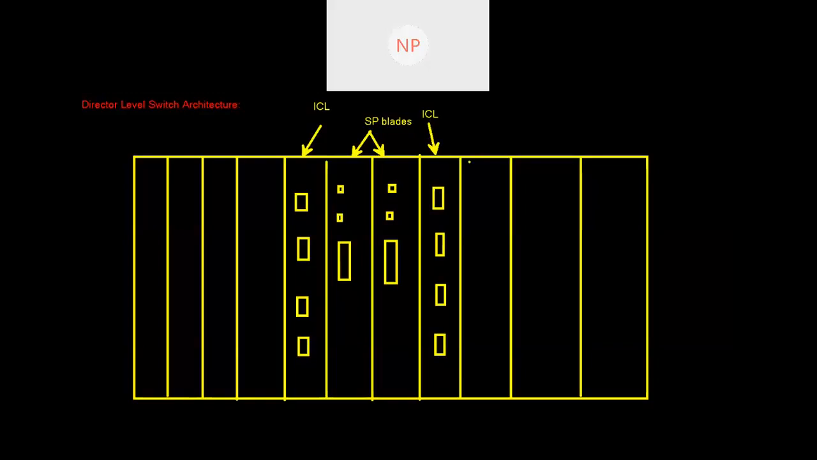Previously, with 12K, 24K or 48K, you did not have these dedicated ICL ports. That time it was a little different. I'll explain later how we established connections between switches without ICLs. But in DCX, they have added these blades for switch to switch connectivity. ICL means inter chassis link.